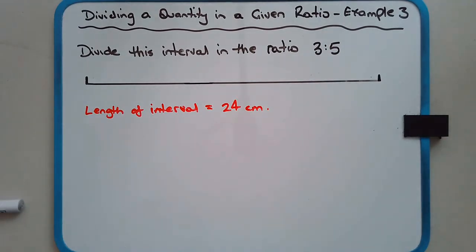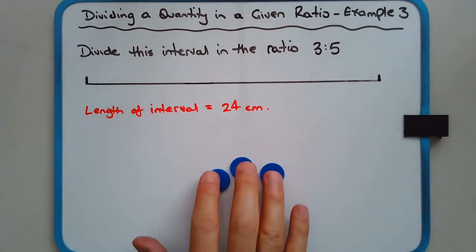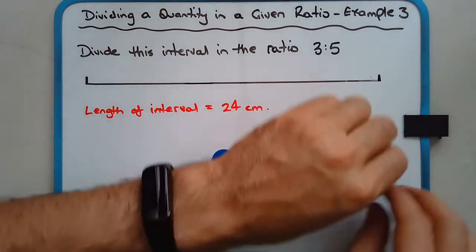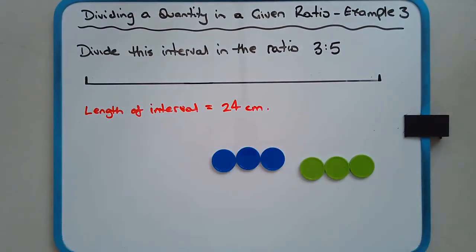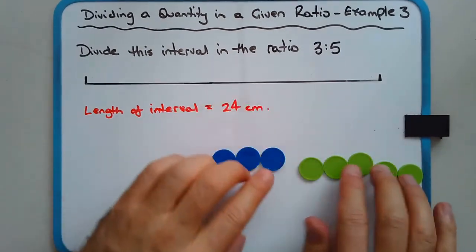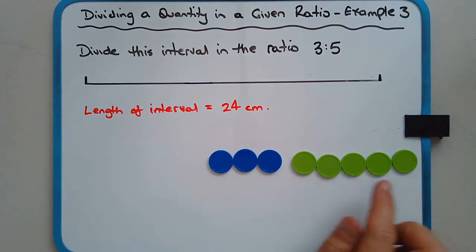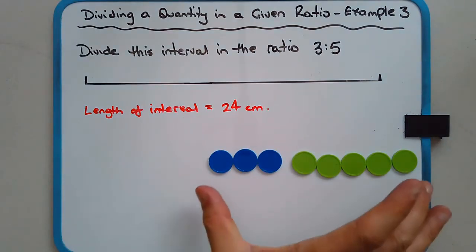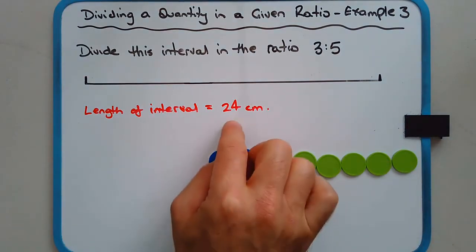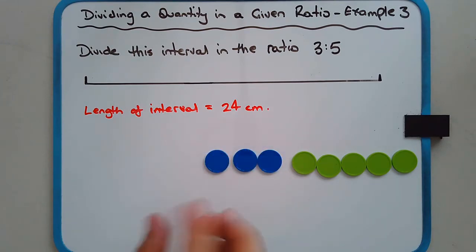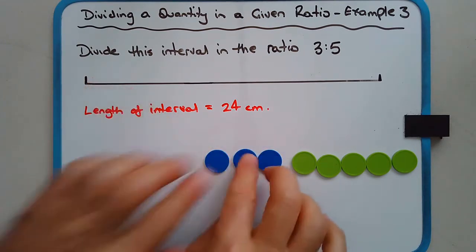Now we can use counters to represent this ratio 3 to 5. The blue represents the 3 and the greens represent the 5. So what this is saying is that we have 8 counters. All the counters together represent 24 centimeters. So what does one counter represent? What is the contribution of each counter to the length of this interval?